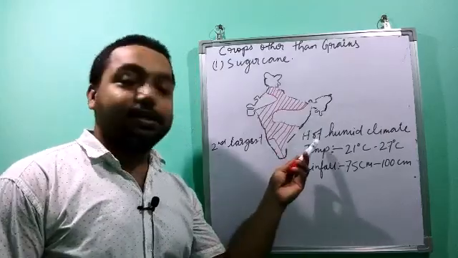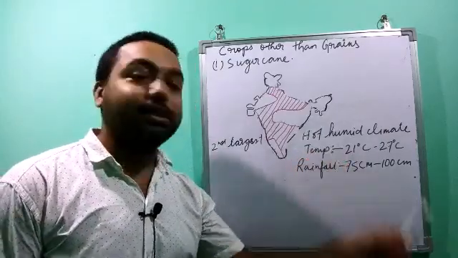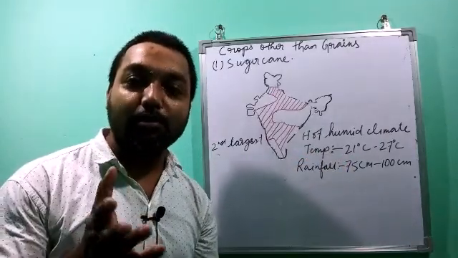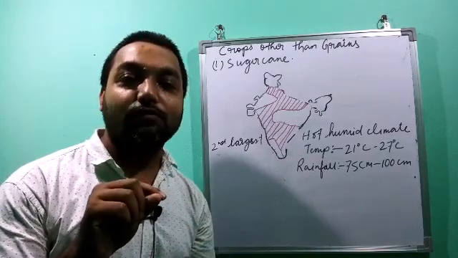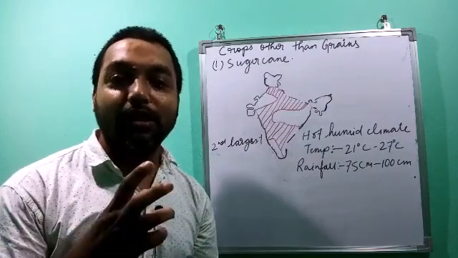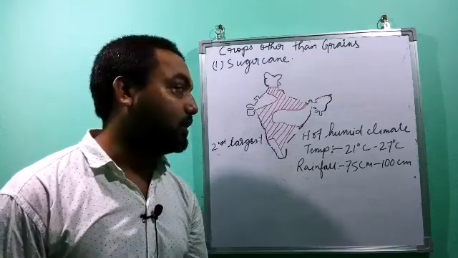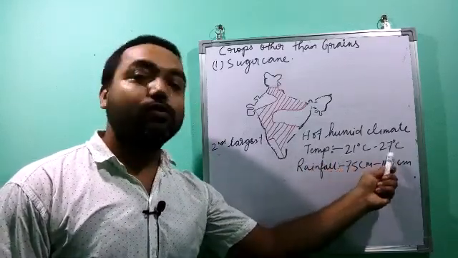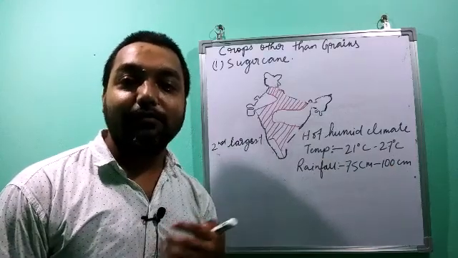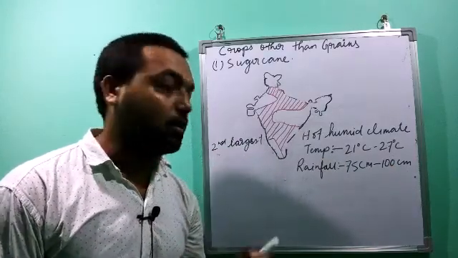The growing condition of sugarcane is a hot, humid climate. It is a tropical crop and also a subtropical crop. Where it is very hot, in those regions it is good for cultivation. Where it is moderate temperature, there also it is good for cultivation. The temperature needed is 21 degrees Celsius to 27 degrees Celsius. It is comparatively a bit hotter region.